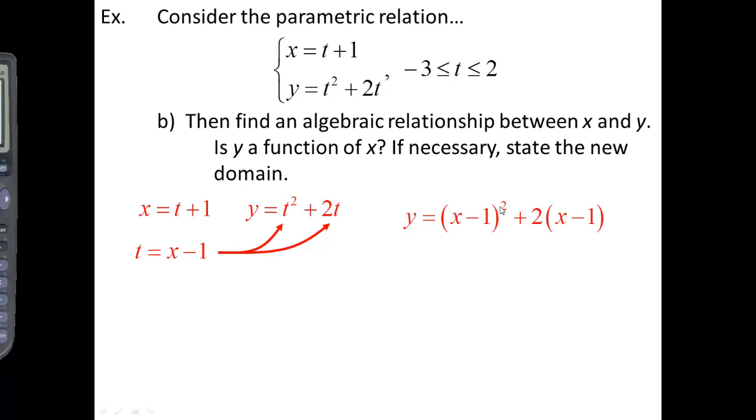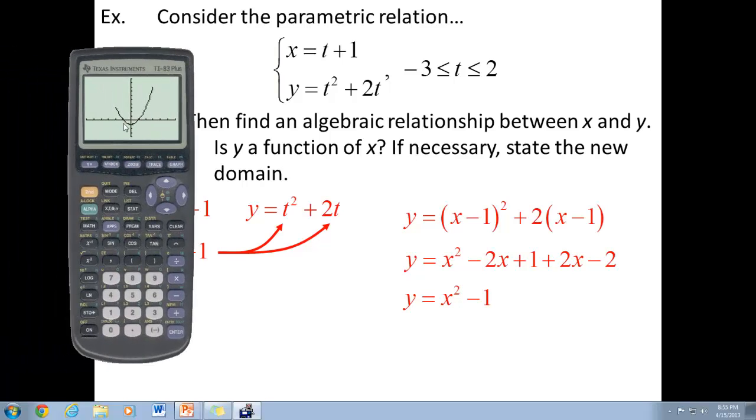(x minus 1) squared is really (x minus 1) times (x minus 1). Foil it out, I would get x squared minus 2x plus 1. Distribute the 2: 2x minus 2. Combine like terms, we get x squared minus 1. Now, of course, x squared minus 1 is just a parabola shifted down 1. And if I look at my graph, well, that's just a parabola shifted down 1. It's exactly what I expected it to be.